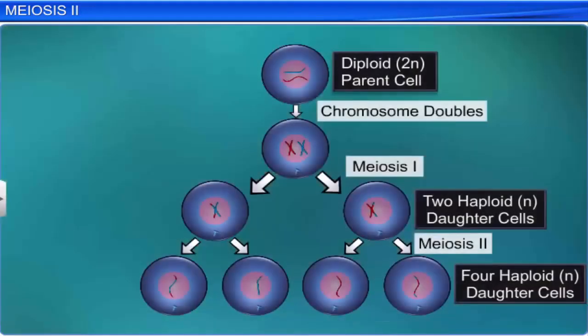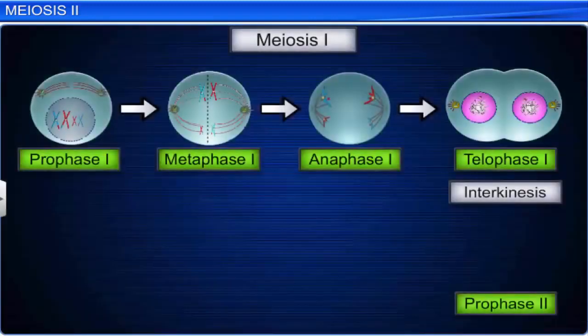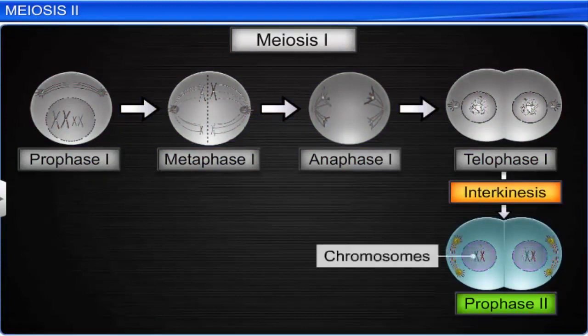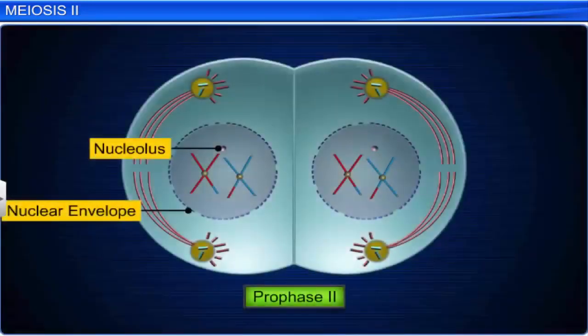Between the two meiotic stages, there is a short-lived resting stage known as interkinesis, during which the DNA doesn't replicate. Interkinesis is followed by prophase II, a stage that is much simpler than prophase I. During this phase, the chromosomes get thicker, shorter, and distinct, with each chromosome consisting of two chromatids. By the end of this phase, the nucleolus disappears and the nuclear envelope disintegrates.